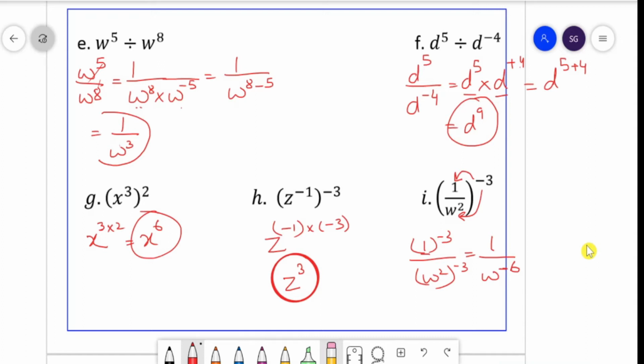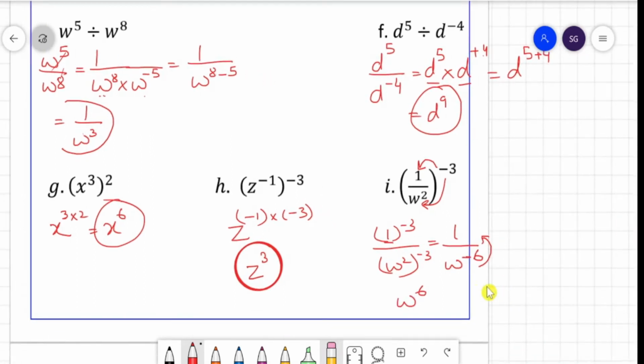But the norm is we present our answers with positive power. So if this is negative in the denominator, we will shift it to the numerator to make it a positive power.